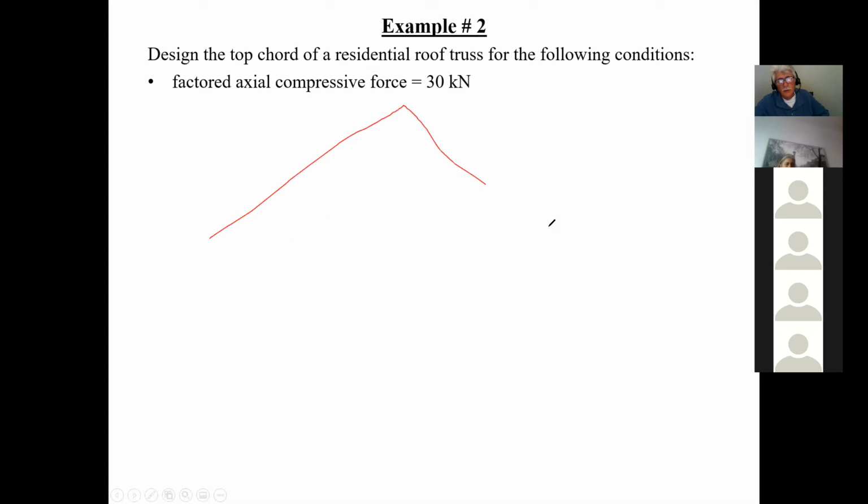You have a roof truss here. The analysis was done, and it's probably a continuous member here, okay? So they found that the axial force in here, in other words in compression, is 30 kilonewtons. And most likely there's going to be some bending moment here. Somebody calculated the bending moment and found that the factored bending moment was 1.2 kilonewton meter.